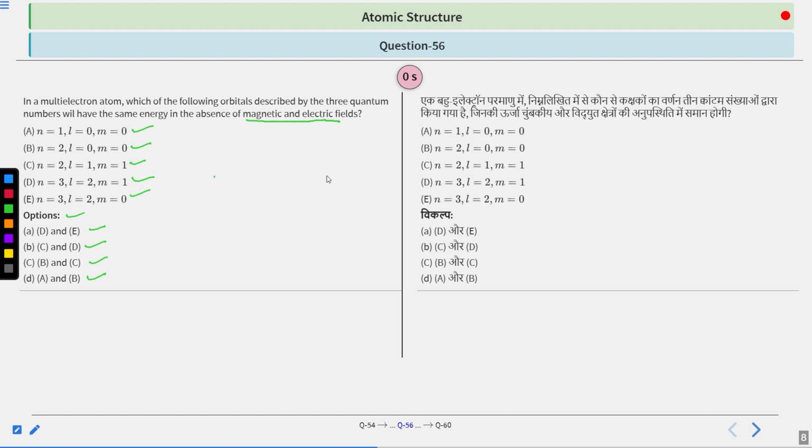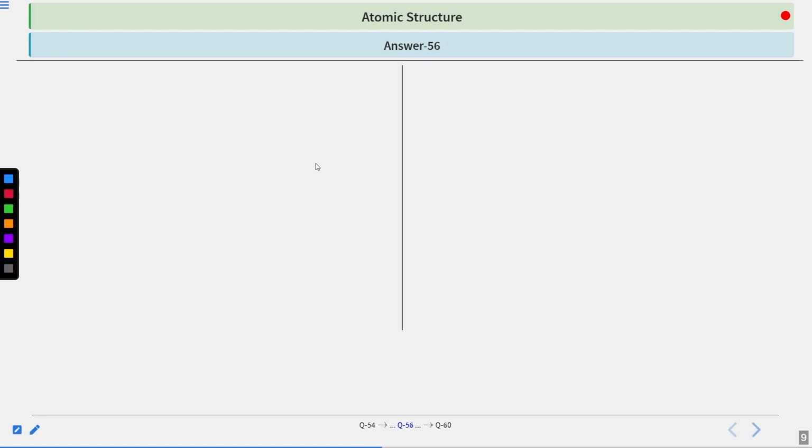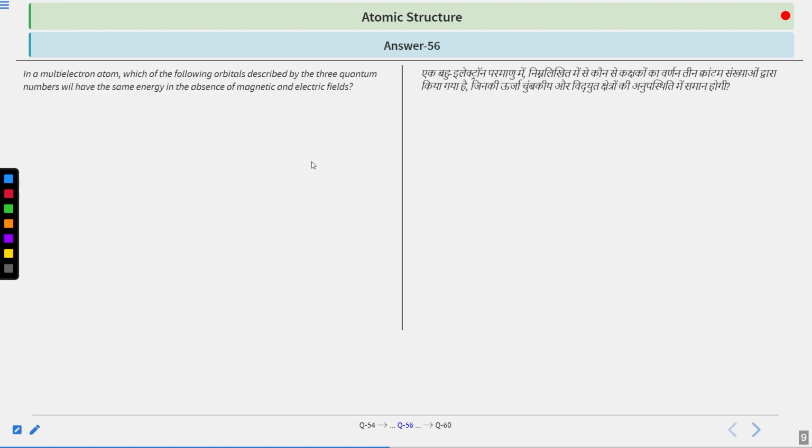Okay, so let us see how we can solve this question. First, we will see what the question is. The question says that you are given a multi-electron atom. Multi-electron means more than one electron. And we have to see, out of the given orbitals, to describe an orbital you need only three quantum numbers, because spin is specifically for the electron. You have to say which of the following orbitals will have the same energy in the absence of magnetic and electric fields.